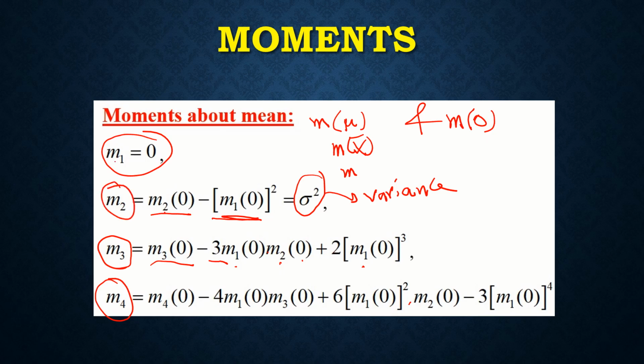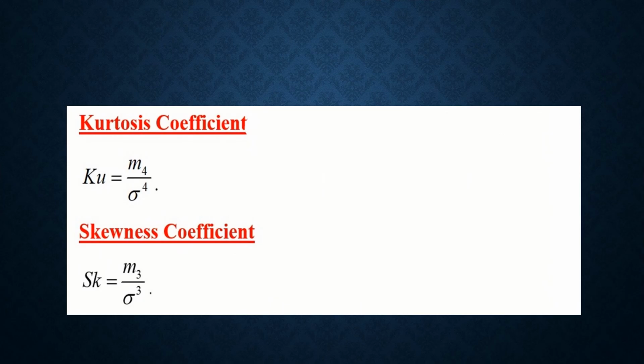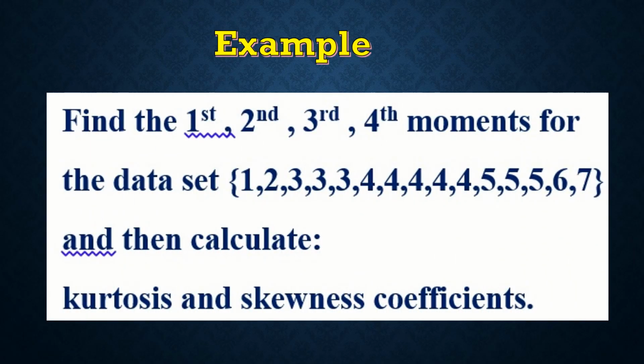Here the first, second, third, fourth moments about mean. We want to find the first, second, third, and fourth moments about zero and about mean.